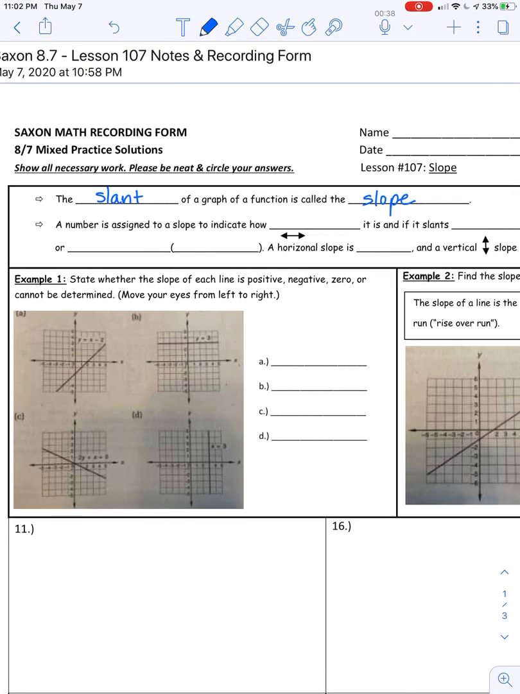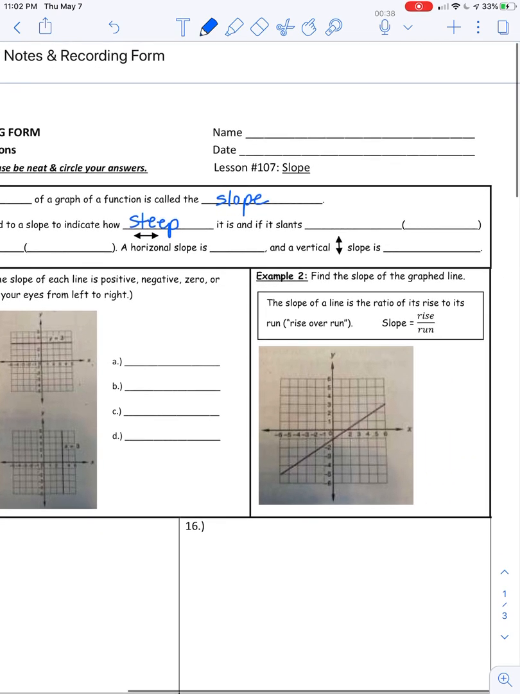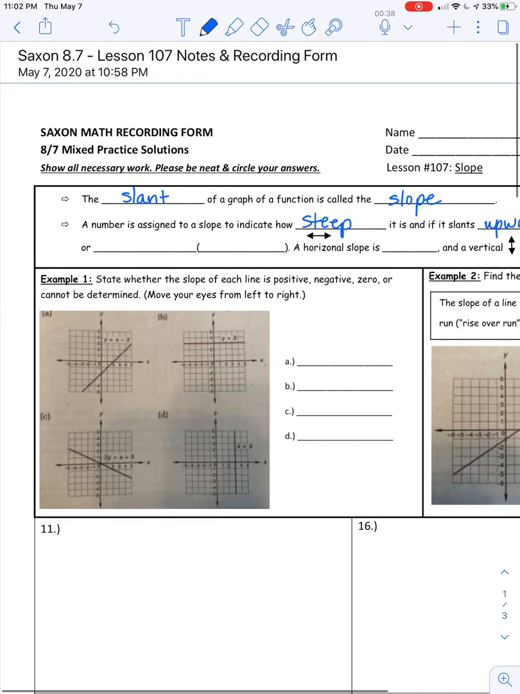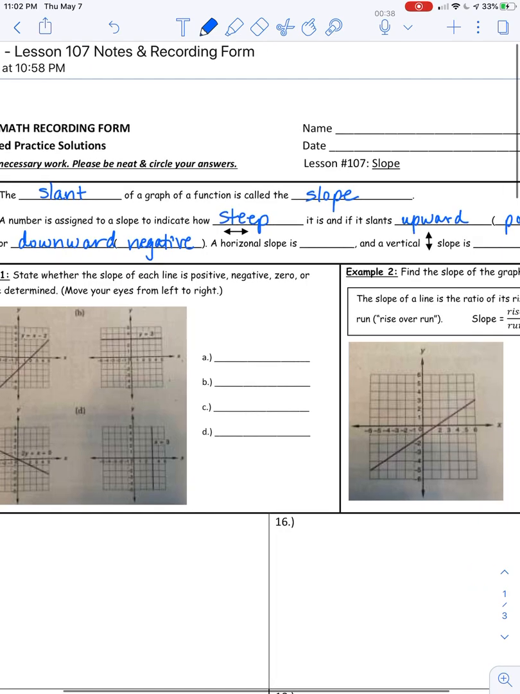Okay, we also can assign a number to a slope to indicate how steep it is and which direction it slants in. So if it slants in an upward direction, you're going to have a positive numerical value on that slope. If it slants in a downward position, you're going to have a negative numerical value for your slope.